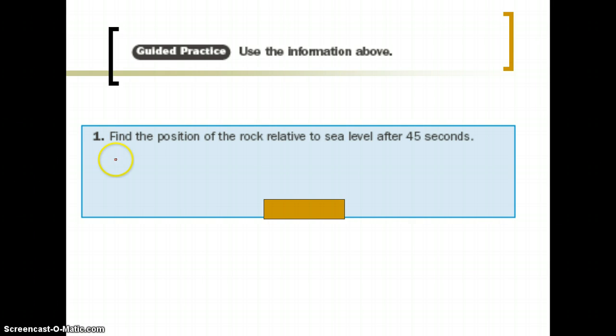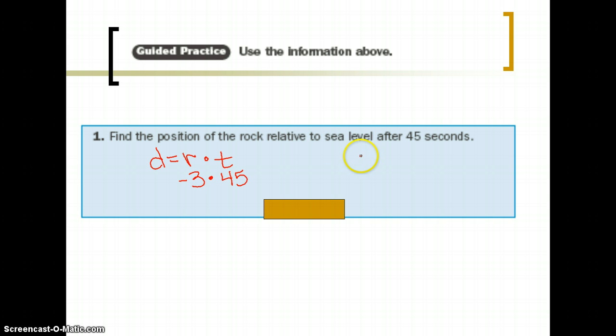Find the position of the rock relative to sea level after 45 seconds. Remember to use distance equals rate times time, and the rate is the same as it was in the previous problem. The time is 45 seconds. Pause the video and solve the problem.